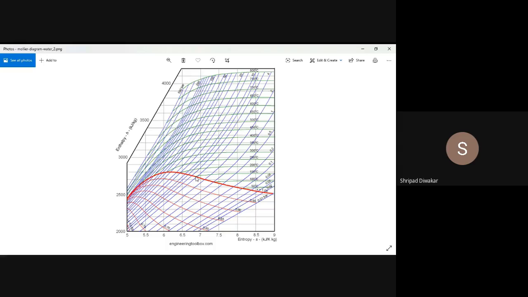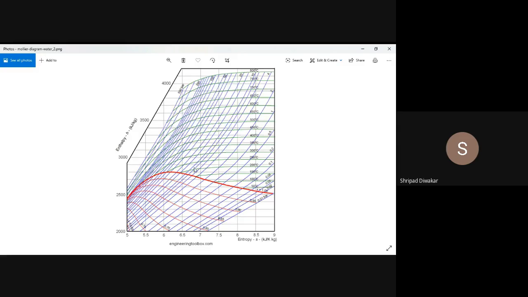Correct. So 0.95 bar is approximately equal to 1 bar. First, as I said, you have to look at the first intersection point. What is that? 10 bar pressure and x equals 1. Starting, we found that it is 10 bar pressure and dryness fraction 1.